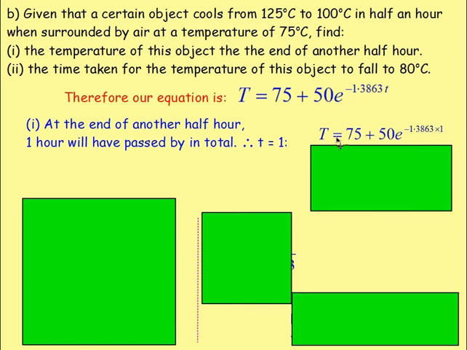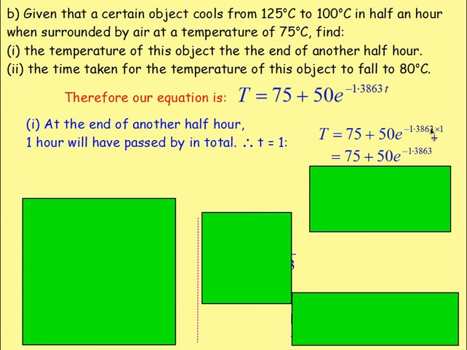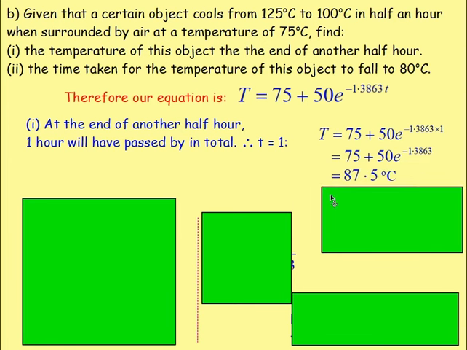So we'd have t equals 75 plus 50 e to the power of, and we've got this negative 1.3863 times 1. If we're multiplying that by 1, it's just going to stay as it is. So we'd have 75 plus 50 e to the power of, and then that will give us 87.5. And that is going to be the temperature. So that'll be the temperature of the object at the end of another half hour.